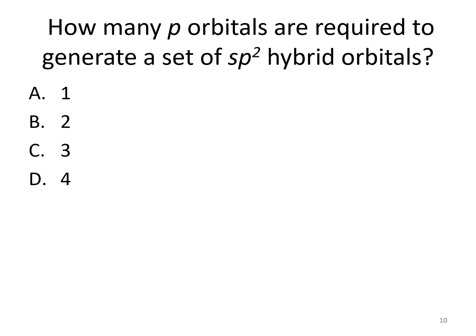How many p orbitals are required to generate a set of sp2 hybrid orbitals? Is it A, 1, B, 2, C, 3, or D, 4?